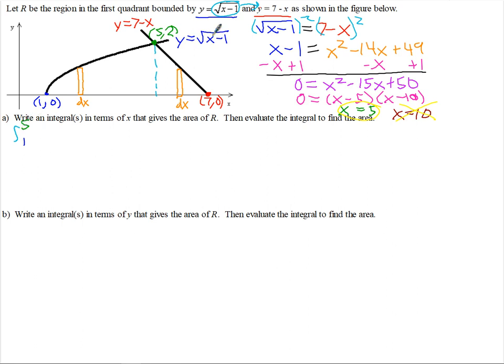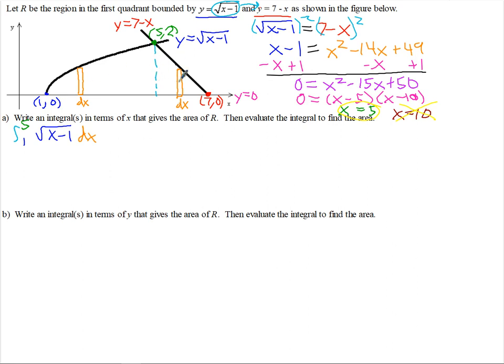And that would be the square root of x minus 1 minus, here is just y equals 0. This is the x-axis. So you just subtract 0, which doesn't change anything, and then times dx. That would give us the area up until the dotted blue line.